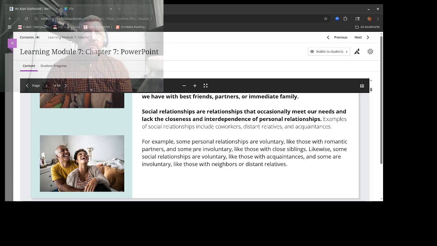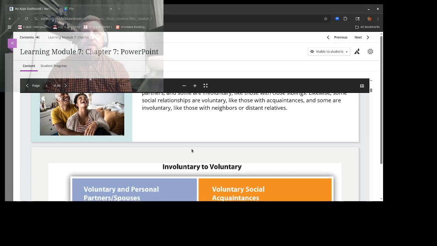Some personal relationships are voluntary, especially our romantic partners, right? We have that choice. Others are involuntary, like close siblings. Likewise, social relationships are voluntary with acquaintances, and some are involuntary, like those with our neighbors or distant relatives. We're kind of stuck with those relatives, right?